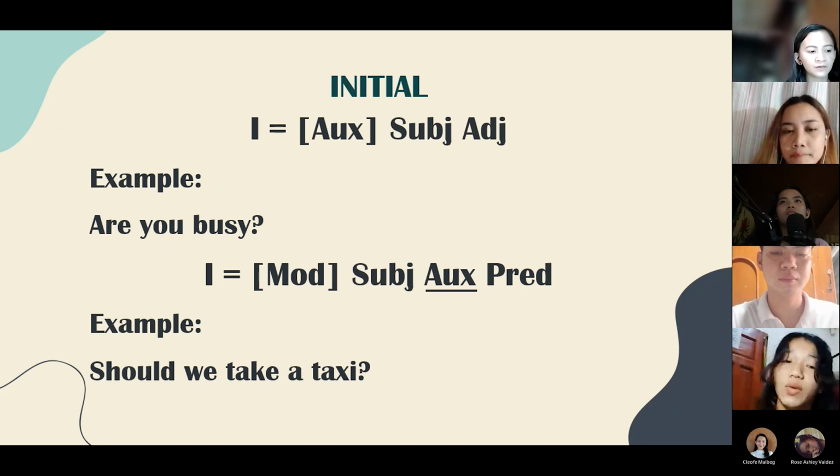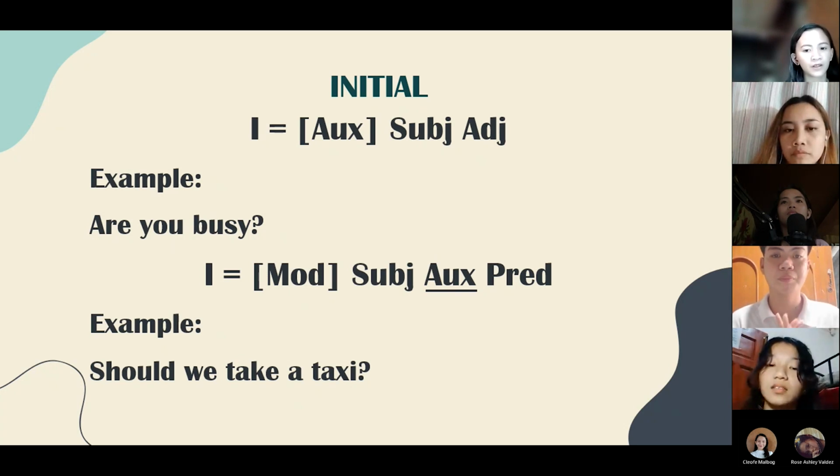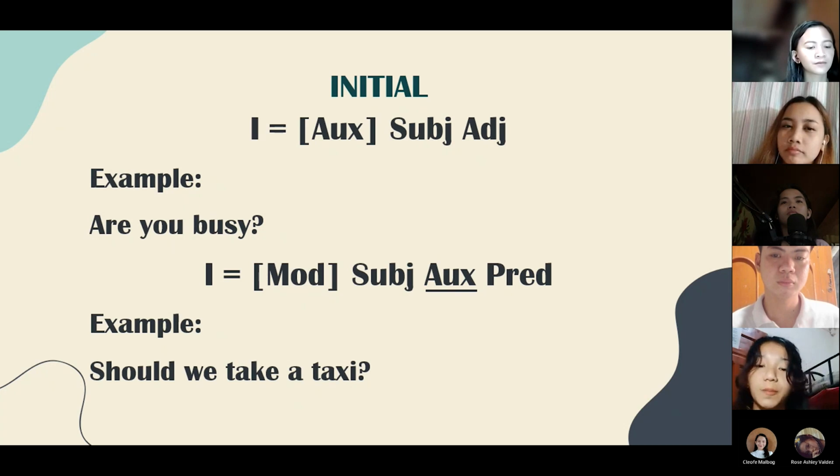We have, should we take a taxi? Should is the modal verb, the subject is we, and take a taxi is a predicate, which is an action that was done by a person.